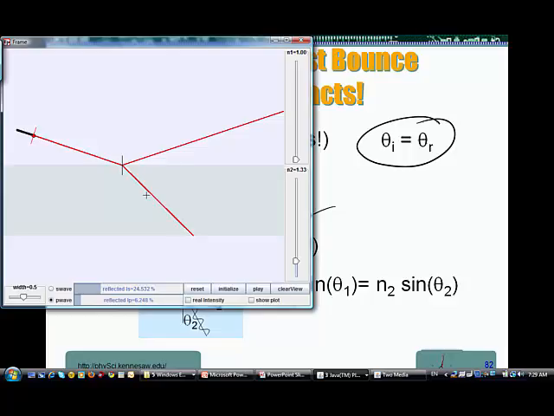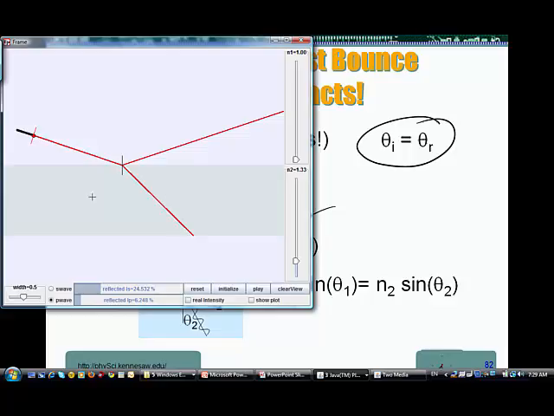Remember, when we talked about incidence, we measure the angle of incidence relative to the perpendicular. That's my angle of incidence. And the angle of reflection is going to be equal to that, again measured relative to the perpendicular. That's my angle of reflection. Now, the angle of transmission is going to be measured relative to the perpendicular again. And this is the angle of transmission. And you notice that the beam is bent, it's not moving straight.